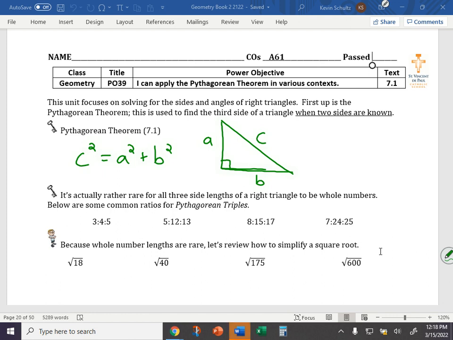And we primarily use the Pythagorean theorem when we're looking for the third side of a right triangle when two sides are known. You can't use the Pythagorean theorem when you only know one side, because then you've got two variables and one equation to solve for, and we know all the problems that brings with it.